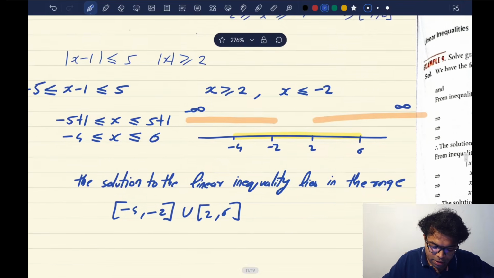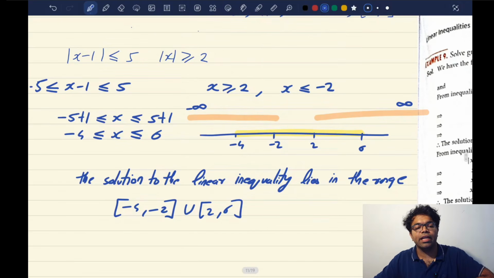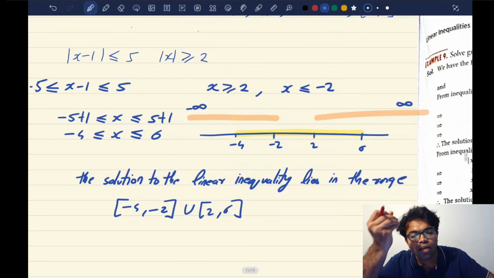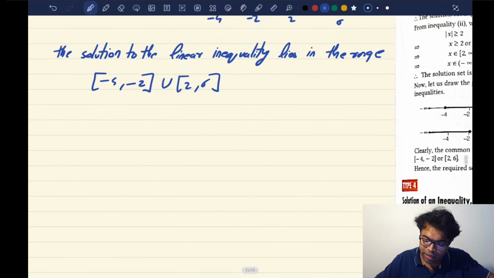Understood? This is the common solution. If there are no overlaps in either of them, you will say that this inequality has no solution. Understood? If there is an overlap, then it has a solution. If there is no overlap, then you don't have a solution. Next one.